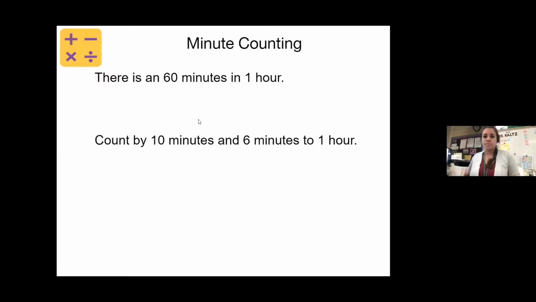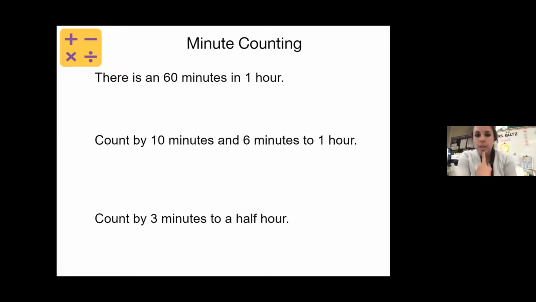All right, now we're going to count by 3 minutes, and we're going to stop at the half hour. So if 60 minutes is 1 hour, half hour would be half of 60, which is 30. So we're going to count by 3 minutes, but when we get to 30 minutes, we're going to say half hour. You ready? 3 minutes, 6 minutes, 9 minutes, 12 minutes, 15 minutes, 18 minutes, 21 minutes, 24 minutes, 27 minutes, half hour. Did you say 30 minutes or did you stick with me?